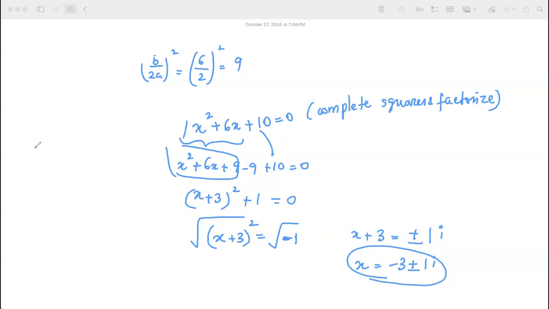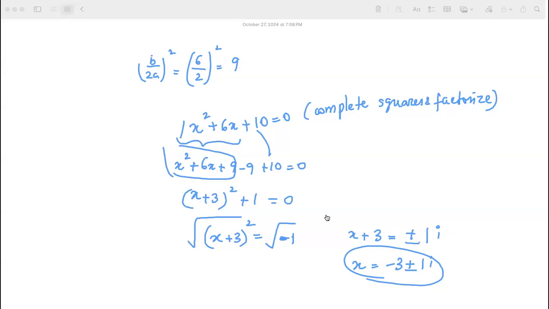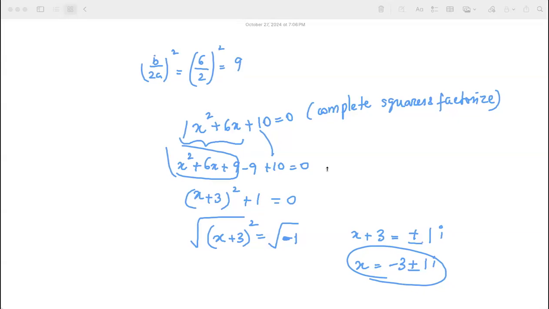Okay. Shragvi, did you understand this? Yes. Okay. Parvini, are you following completing squares? I didn't get the part where you got the two 9s.